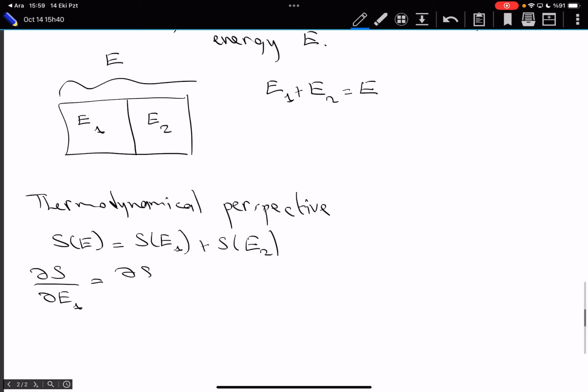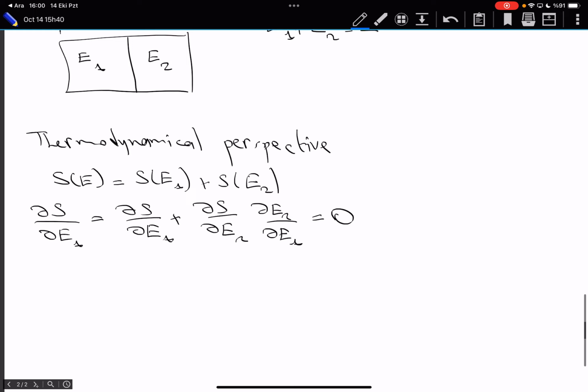Well, this is dS by dE1 plus dS by dE2 times dE2 by dE1, and when the system reaches equilibrium, this should be 0. Entropy is maximized when all the changes happen. Well, this is -1. So this tells me that dS1 over dE1 should be, this is S1, sorry, this is S2. The two systems can have different expressions for the entropy. dS1 over dE1 should be equal to dS2 over dE2.